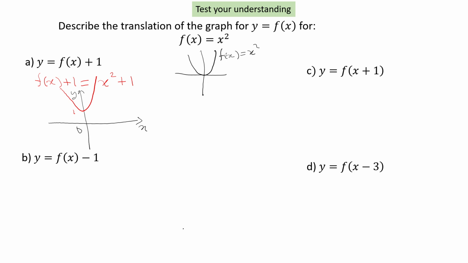The graph y equals f(x) plus 1. The constant is outside the bracket, or outside the function, so the graph moves up or down. So the translation is: in the x direction the graph is not moved, so 0, and in the y direction plus 1.